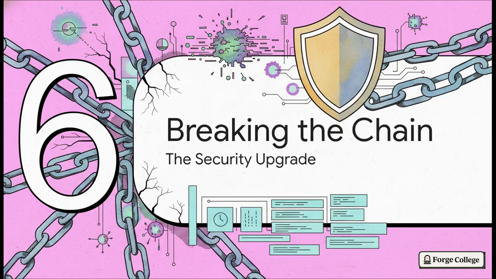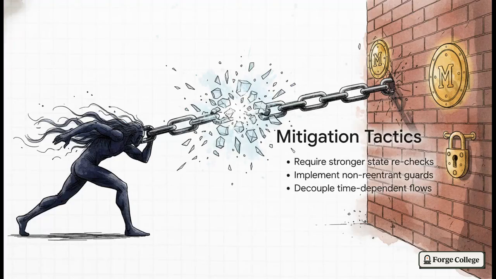Now for the most important part, breaking the chain. We aren't just here to steal testnet tokens in a sandbox. How do we actually defend against this in the wild? The really cool thing about composed attacks is that they are super fragile. Because they rely on such a specific sequence, breaking even a single link ruins the whole operation.